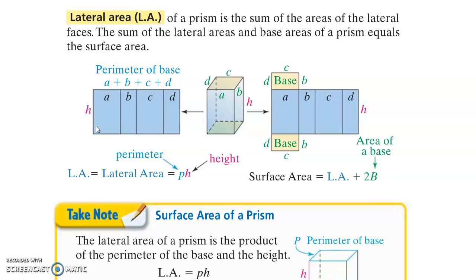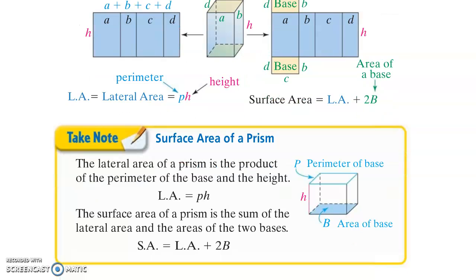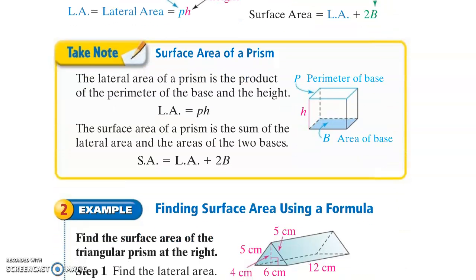Perimeter times height. That would be half of it. But remember, surface area has two bases, a top and a bottom. So we could say that the surface area of a prism is going to be the lateral area plus 2 times the area of the base.